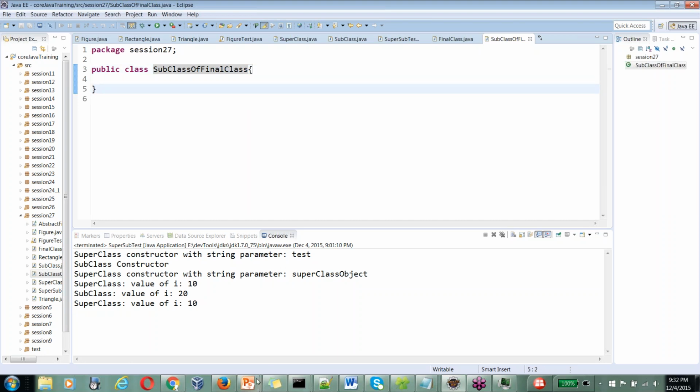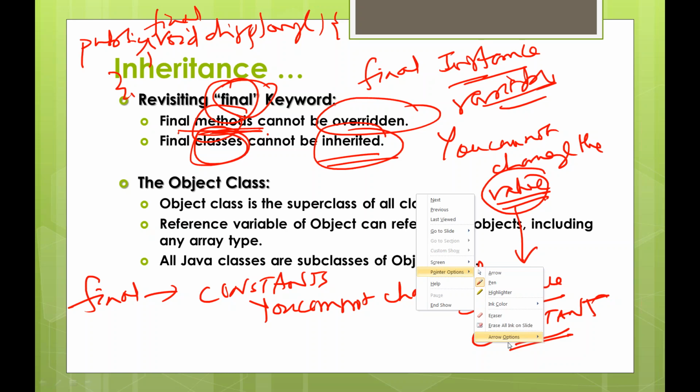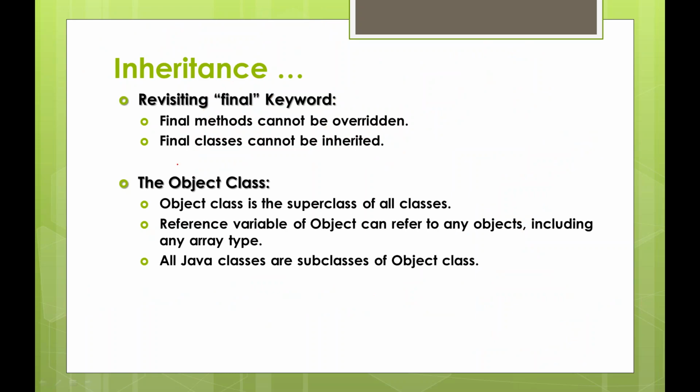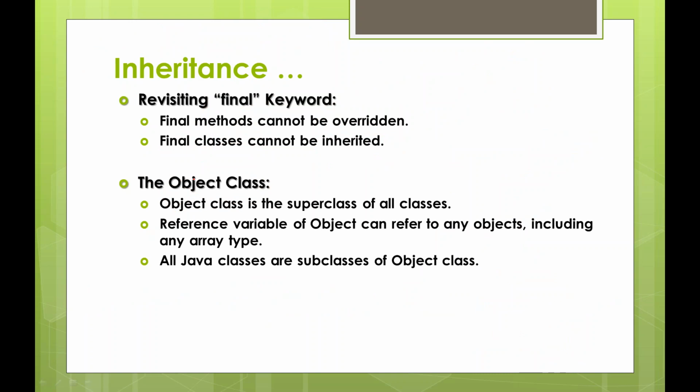There is one special class, and the name of the class is Object, which is a Java provided class. What is the importance of this particular class?